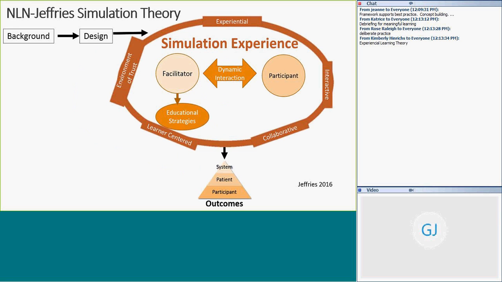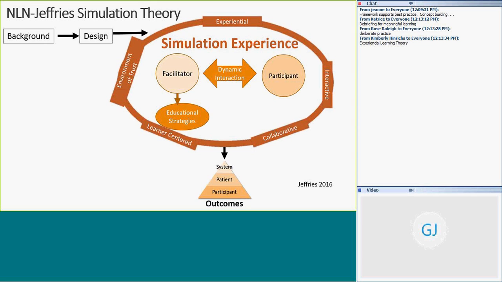In 2016, however, the model has been reformatted, similar concepts, but just a little bit different format. If we look at this whole screen as context, the simulation experience is set in context, whether it's an academic setting, in situ simulation, health system sim, where the participant is in the OR. All those impact every aspect of the simulation. And then within that context, we can look at background, design, the simulation experience, and outcomes.